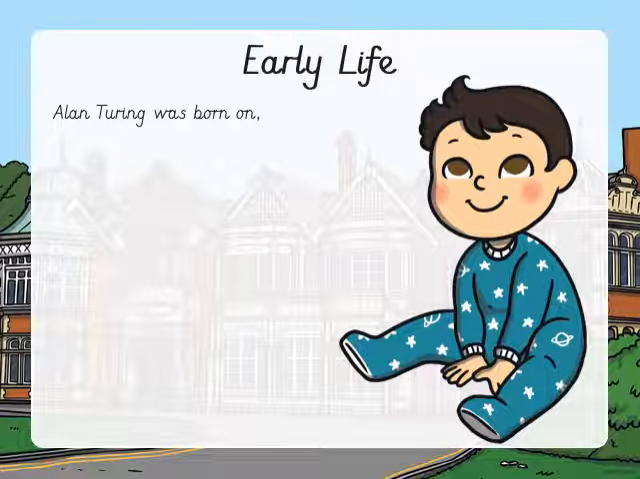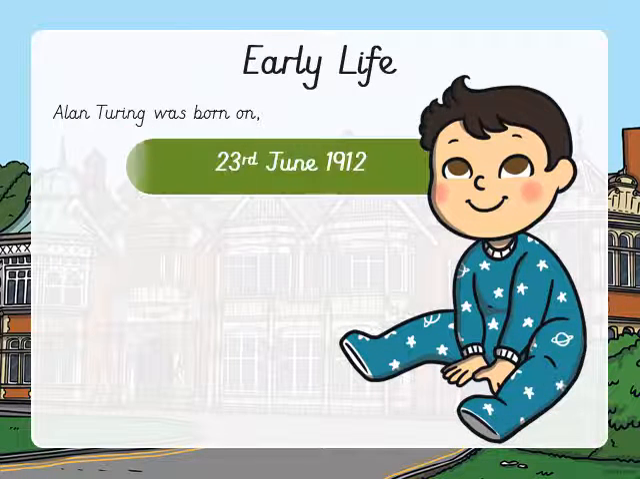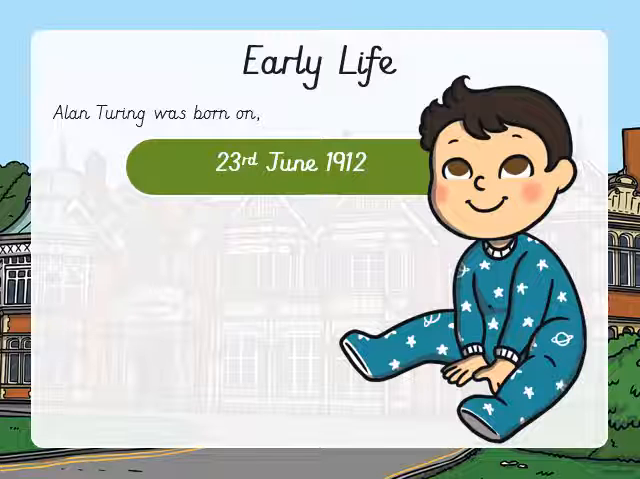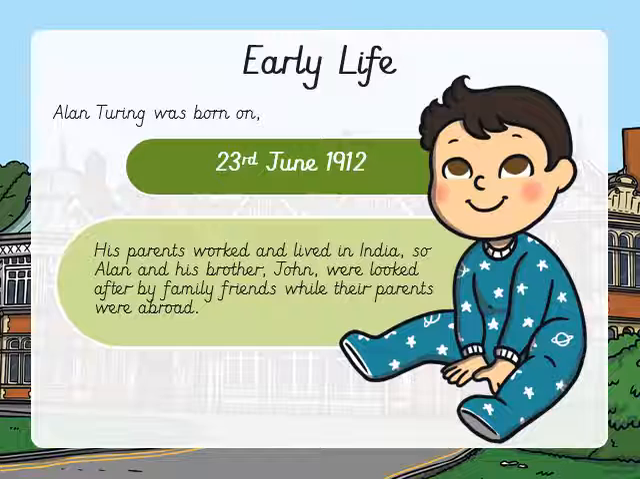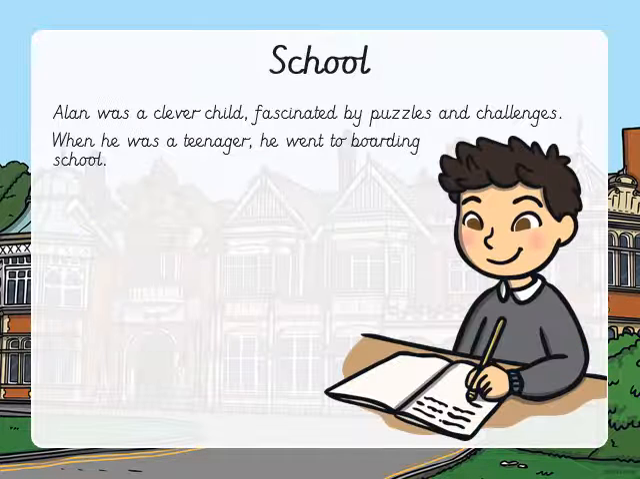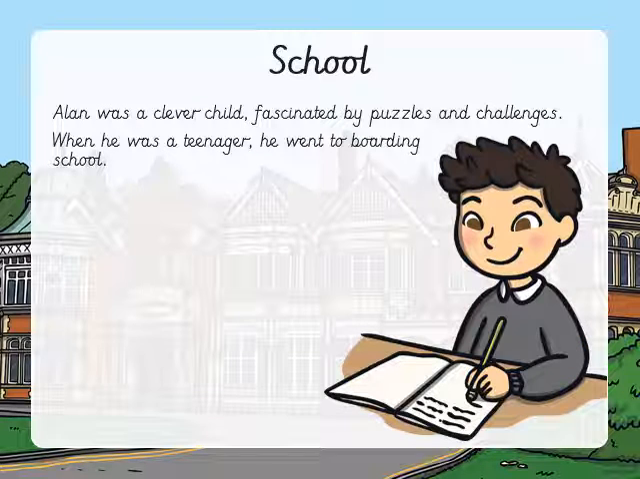In Alan's early life, he was born on the 23rd of June 1912. His parents worked and lived in India, so Alan and his brother John were looked after by family friends while their parents were abroad in India. Alan was a clever child and he was fascinated by puzzles and challenges. So he loved puzzles and challenges even when he was young.